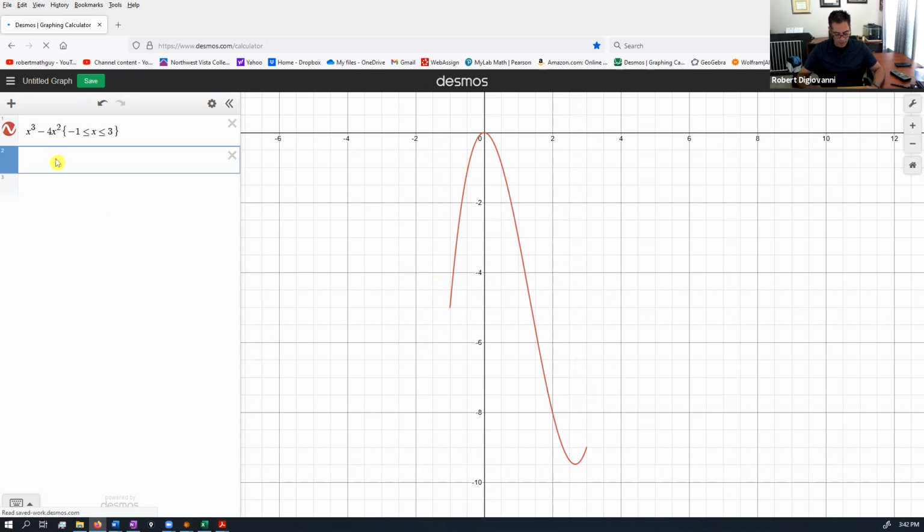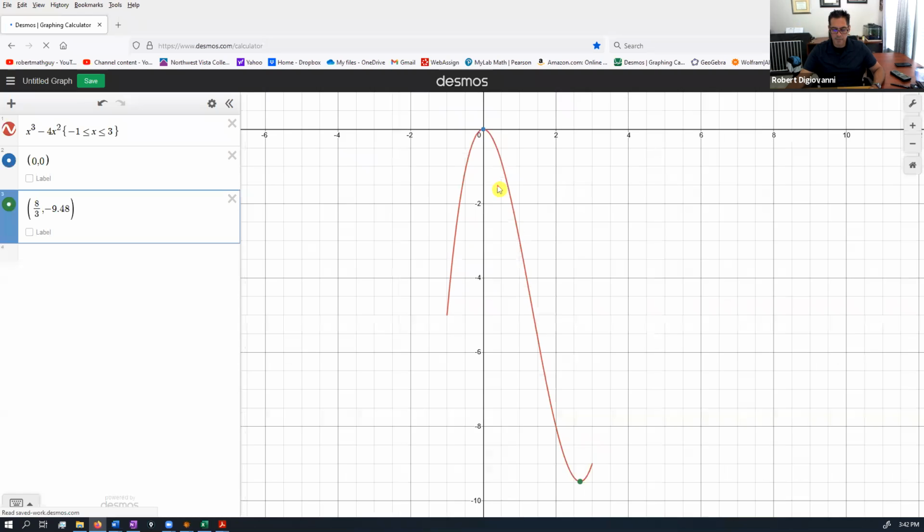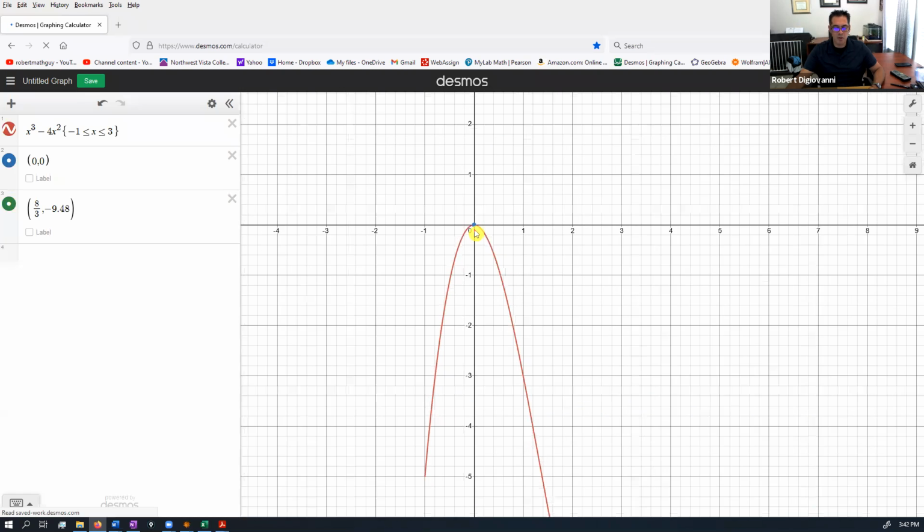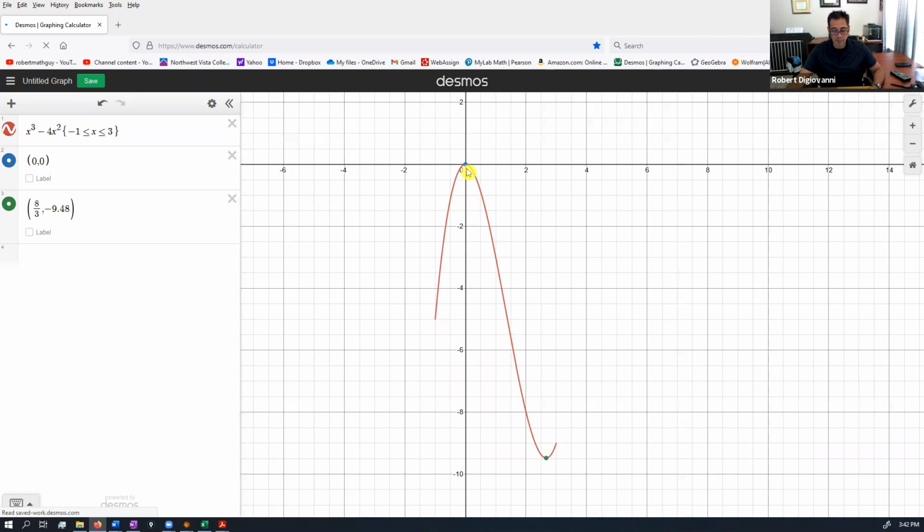We found the point 0, 0. And we found the point 8/3, negative 9.48. Was that what it was? Something like that. And look at them. Can you see it? There it is. That is the local maximum, I'm sorry, the global maximum right there, 0, 0, and the global minimum of 8/3 or 2.66, negative 9.48.